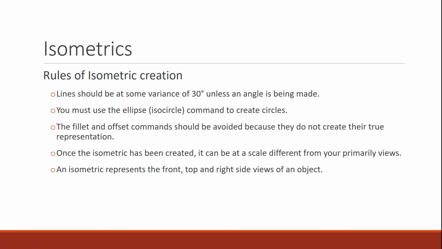And in the examples that I give you, we're going to create an isometric view. And what we have to do is we either have to make a copy of that line to create an offset. And to do a fillet, we actually have to go ahead and make an iso circle and do some trimming and things of that nature.